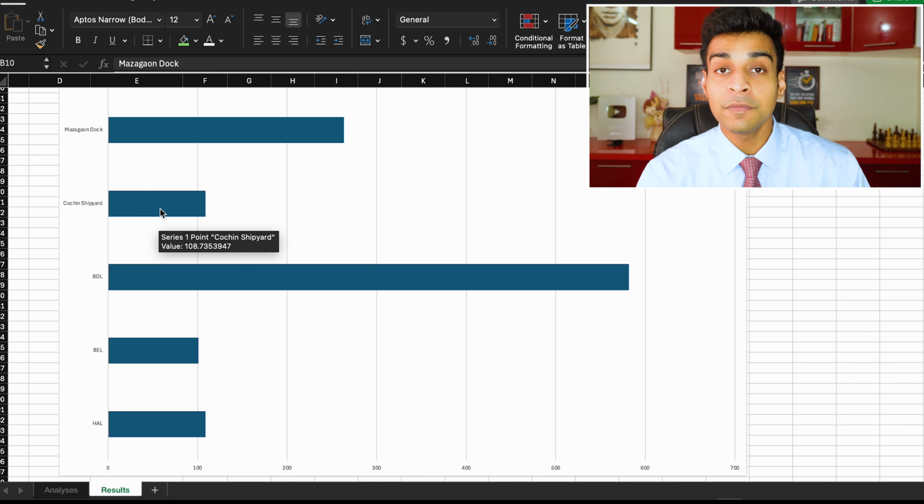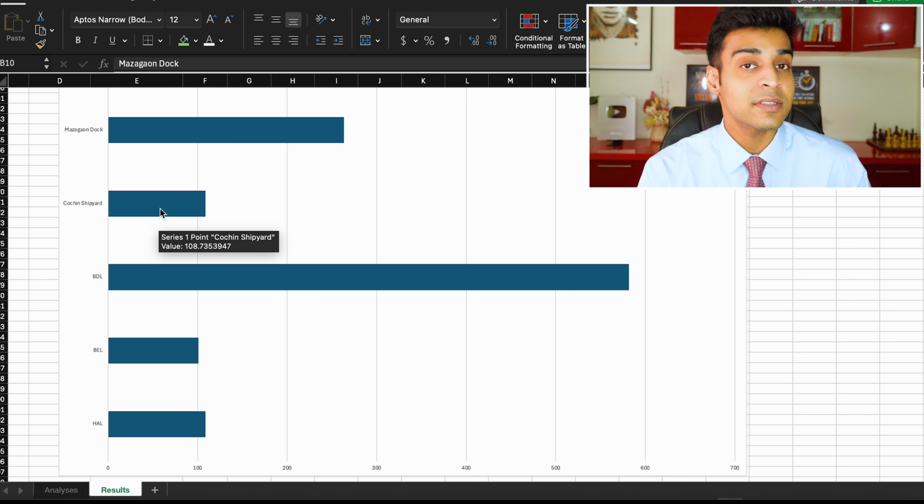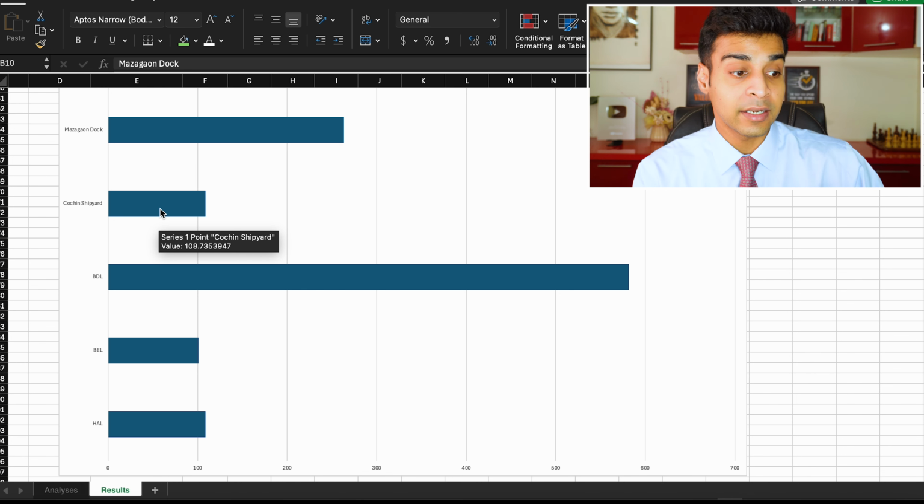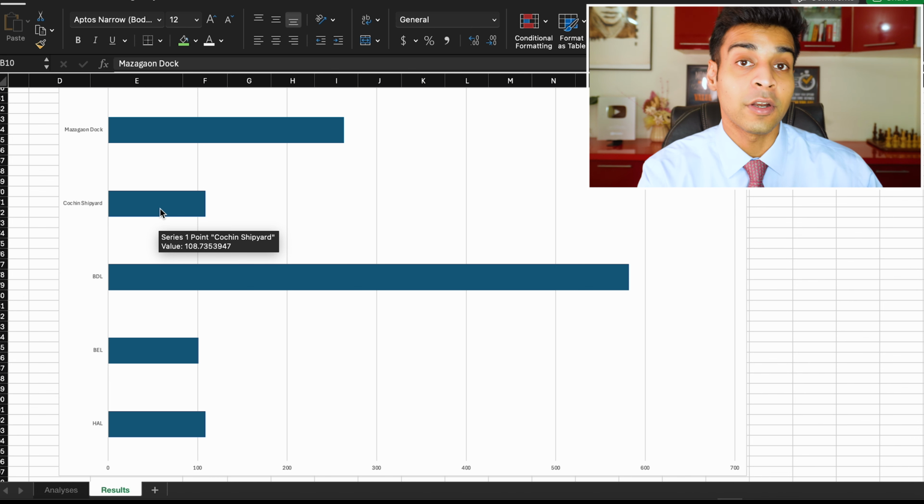I would think that any of these three would make great investment bets for the next 10 years, unless something changes politically in the country and we lose our focus on defense. That's a macroeconomic threat that this particular model cannot address.